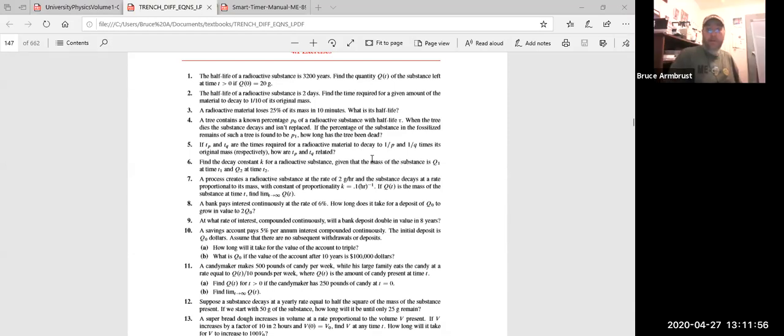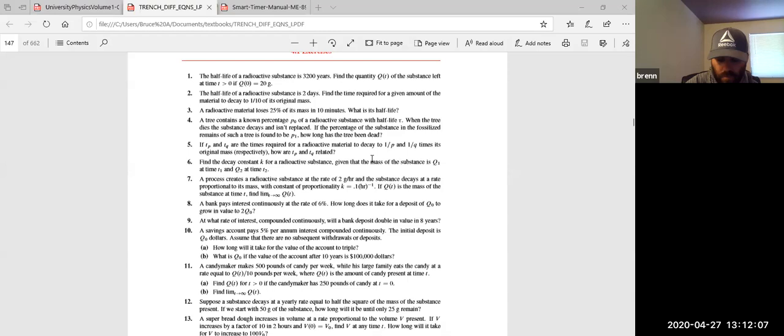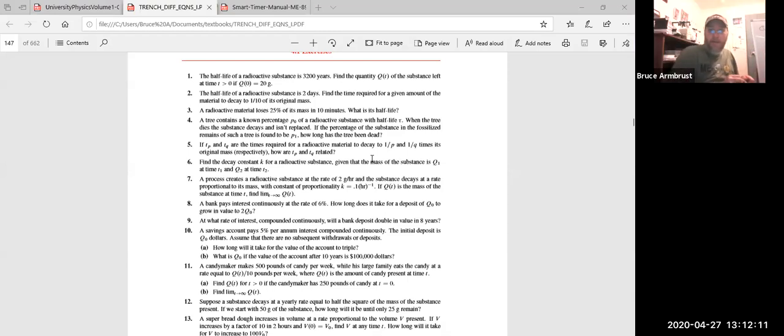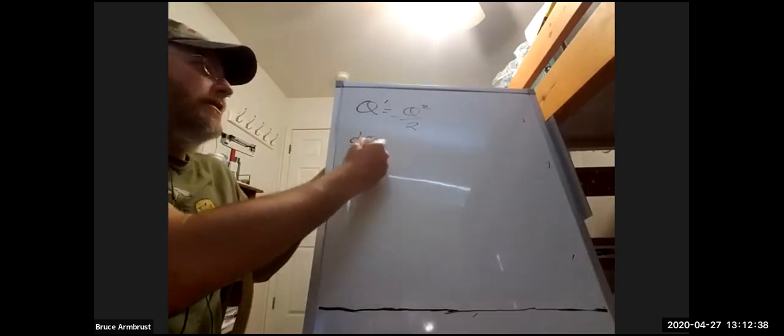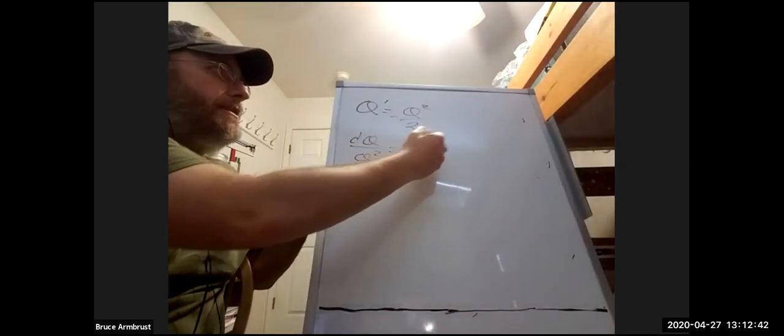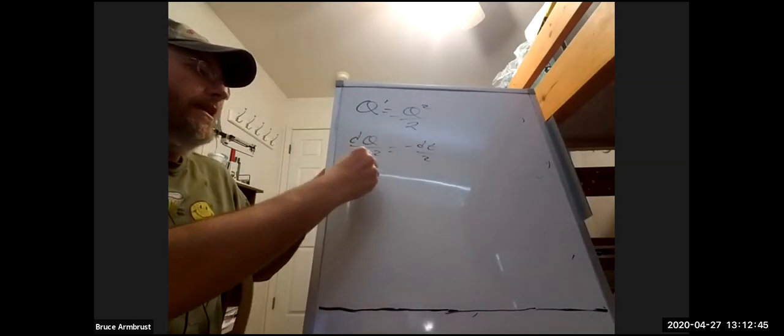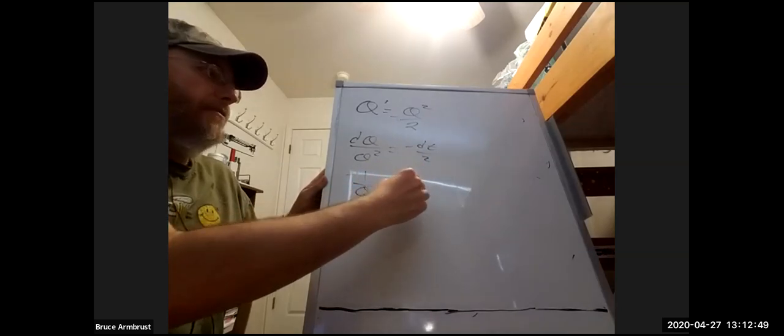Okay, so let's go ahead and write that up here. So we're going to have q prime equals negative q squared over 2. So it's half the square of what remains, and then it's negative because it's decaying, right? All right, well, let's go to the board. So here we go. We've got q prime equals negative q squared over 2. For this one, it's separable. So we're going to get dq over q squared is equal to negative dt over 2. So that's going to give us negative 1 over q equals negative t over 2 plus c.